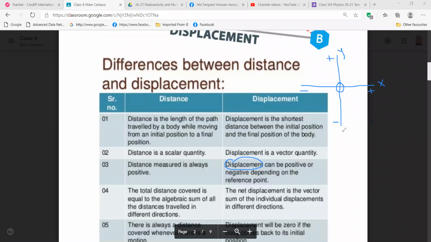Sir, number 4. Distance: the total distance covered is equal to the algebraic sum of all the distances traveled in different directions. Displacement: the net displacement is the vector sum of the individual displacements in different directions.